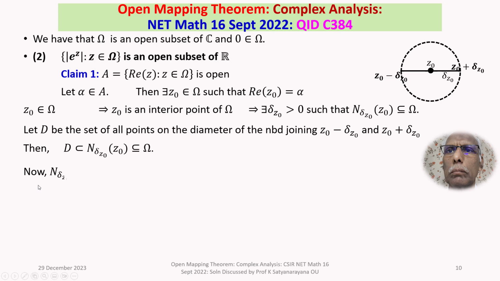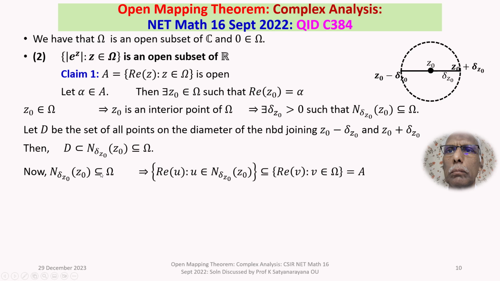Great. Now the neighborhood with center z naught and radius delta z naught is entirely contained in omega. Take the real parts on both sides. The real part of U, where U belongs to the neighborhood, is contained in the real part of V where V belongs to omega, and this is precisely equal to A. And just now we have seen D is entirely contained in omega, so the real part of D is also contained in A.